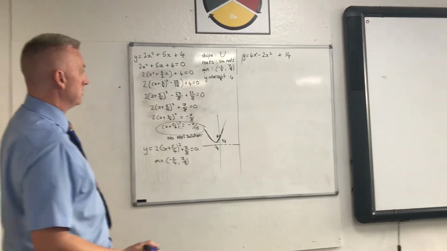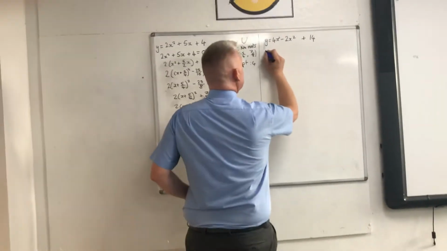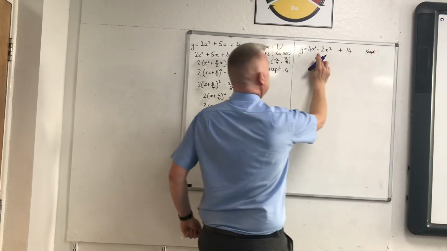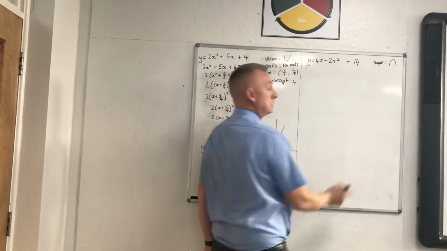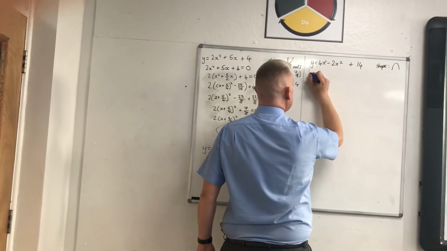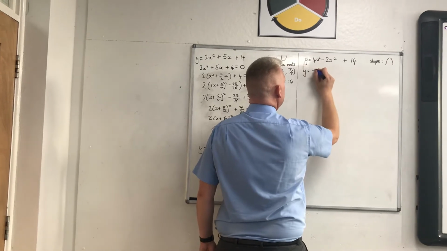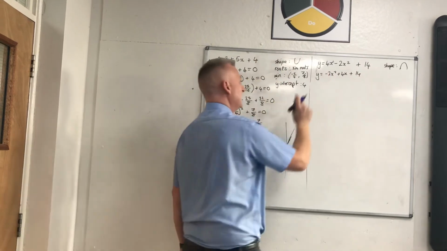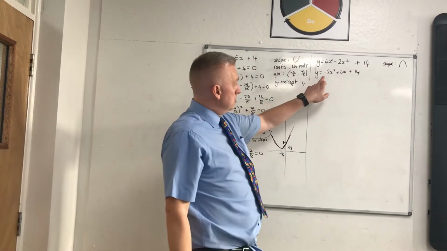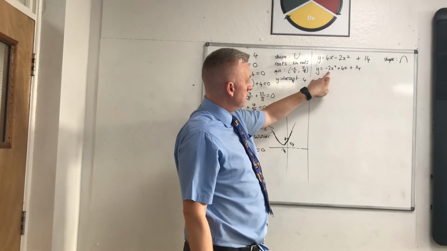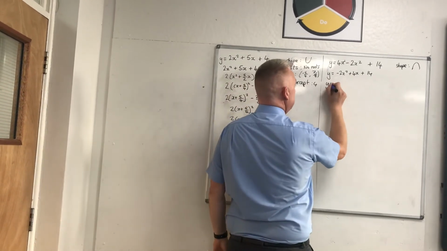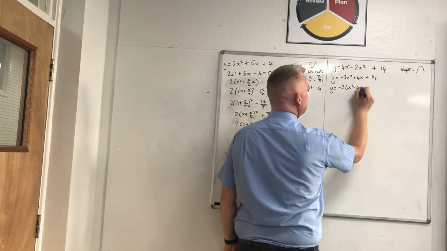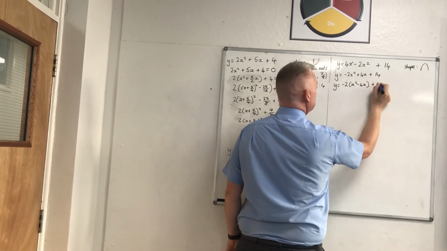Right, let's quickly have a look at this one. So, first of all, the shape. Negative coefficient of x squared. So it's unhappy, it's sad. I'm going to complete the square. Negative 2x squared plus 4x plus 14. I like, personally, to put the x squared first. Just makes it easier to look at. So here I'm going to take negative 2 out. x squared minus 4x plus 14.